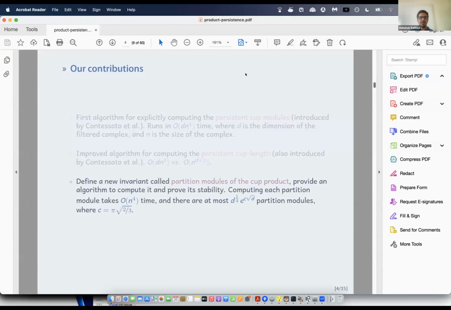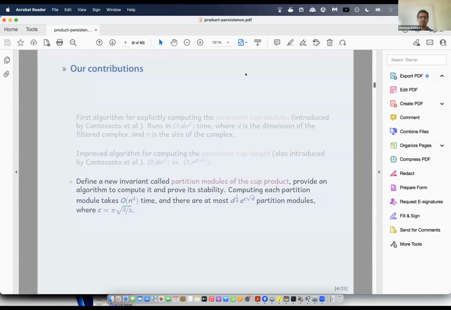And apart from these two invariants, the third invariant that we'll be talking about today is an invariant that we define in this work, and that's the partition module of the cup product. We define this invariant, we show how to compute it, and we prove that it's stable. Computing each of these partition modules takes O(n^4) time, and there are at most a sub-exponential number of them. So if your d, that is the dimension of the complex, is small, which is the typical case for TDA applications, then computing this entire invariant is not that expensive.